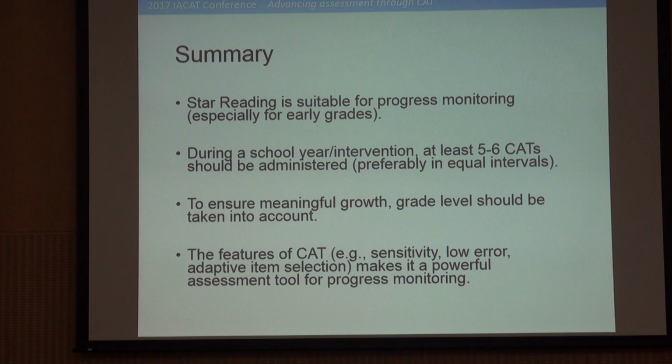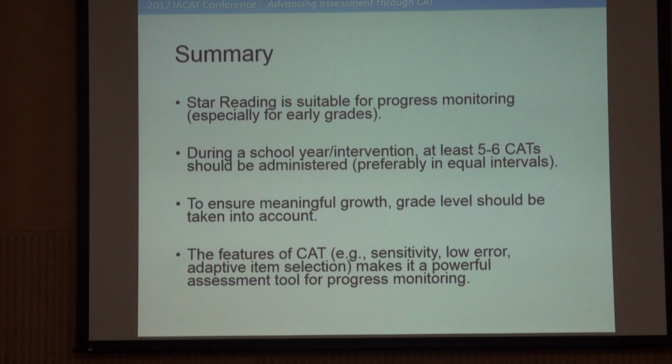As a summary, Star Reading is a suitable tool for progress monitoring, especially for early grades. For higher grade levels, the test is good but not really sensitive enough. During a school year or intervention time, at least 5 to 6 CATs should be administered, probably in equal intervals. And to ensure meaningful growth, grade levels should be taken into account, just like I said. The earlier grades are better; the later grades are not doing well in this particular test.